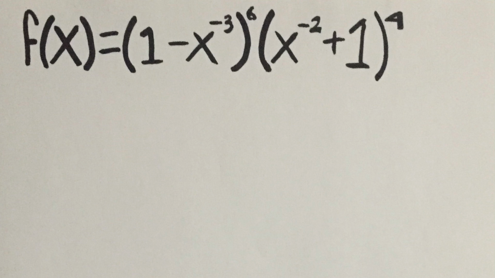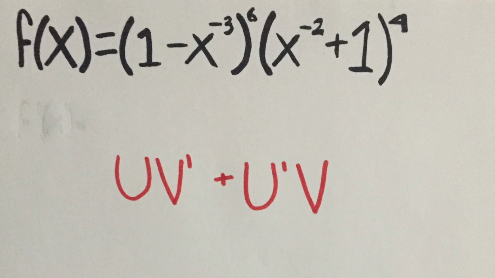First, we need to see the equation that is (1 minus x to the minus 3) all to the 6th power times (x to the minus 2 plus 1) all to the 4th power. So we can conclude that this is a multiplication, so we will use the product rule: u times the derivative of v plus the derivative of u times v.